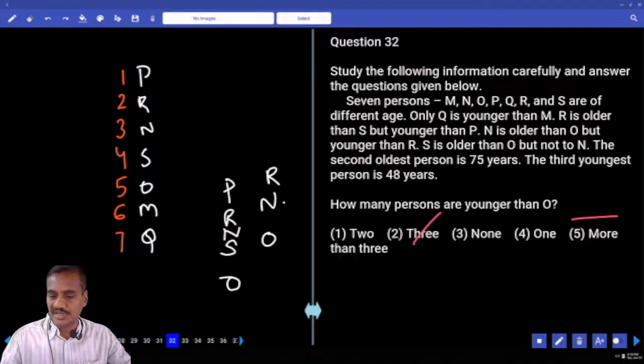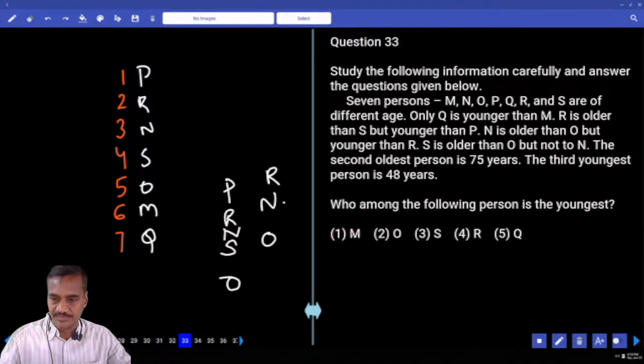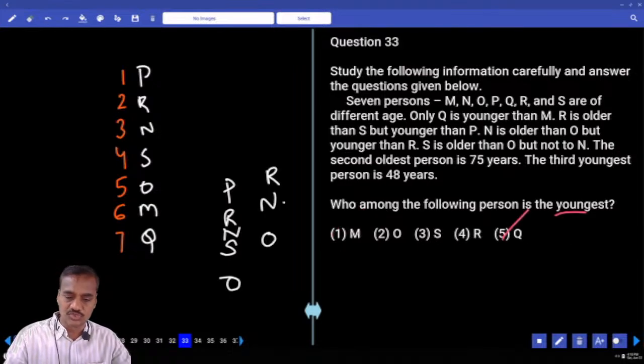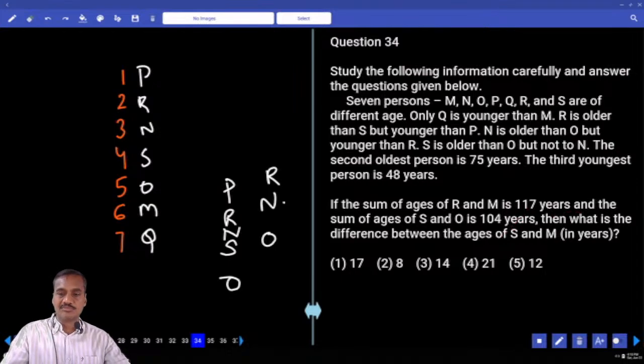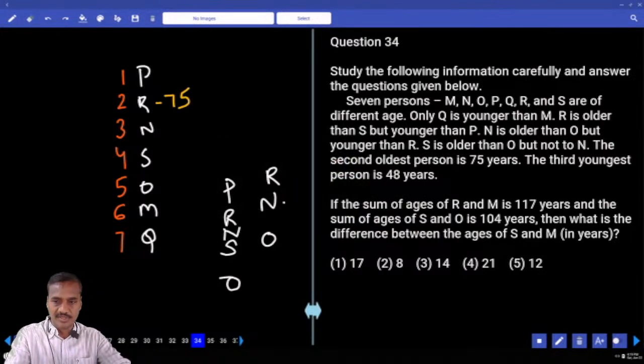32. How many are younger than O? Now younger than O, there are only 2 persons, so choice 1. 33. And who is the youngest? Q is the youngest, choice 5, 33. And if the sum of the ages of, my age is shown. Second oldest person is how many years? 75. R is 75. And the third youngest person is 48.